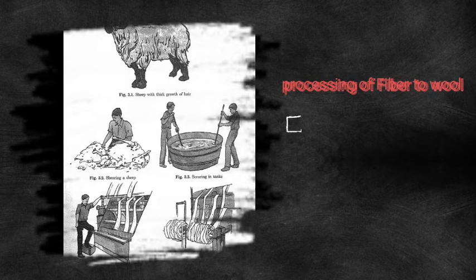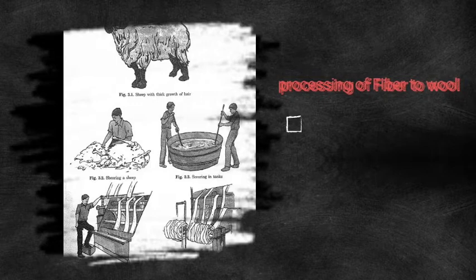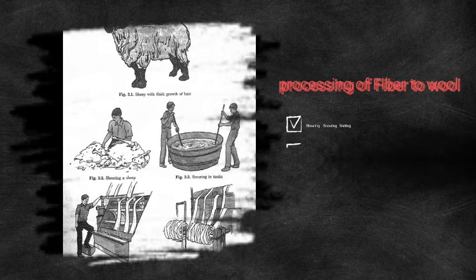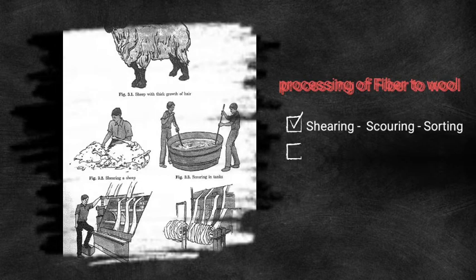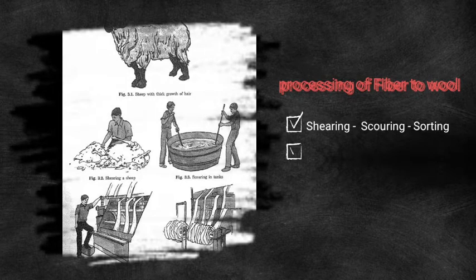Processing of fibers into wool. The wool which is used for knitting sweaters or weaving shawls is the finished product of a long process, which involves the following steps. Step 1. The fleece, hair, of the sheep along with a thin layer of skin is removed from its body. This process is called shearing.